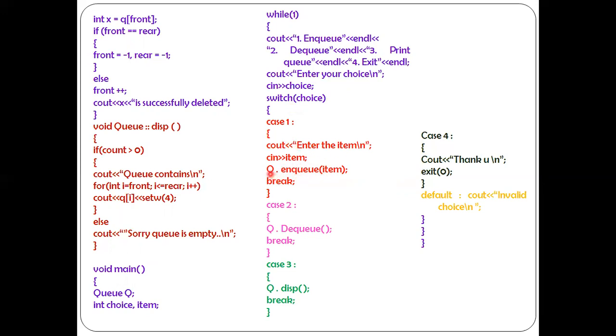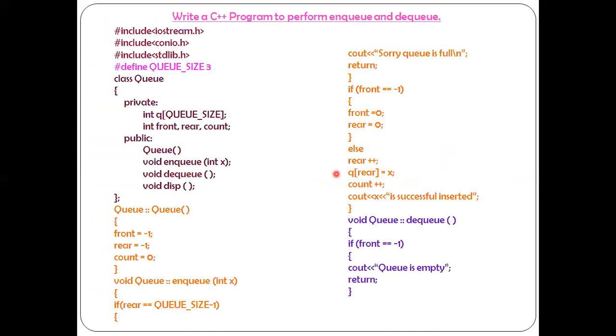Q.enqueue of item means Q is a user defined object. Dot is a member access operator. Enqueue is a member function. Item is nothing but 20. What exactly is stored in the item? 20. Directly it goes to the enqueue member function.